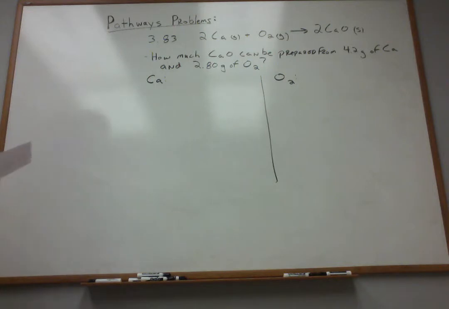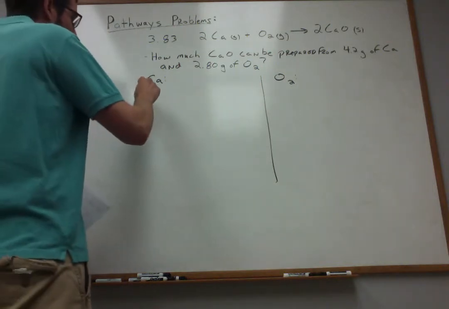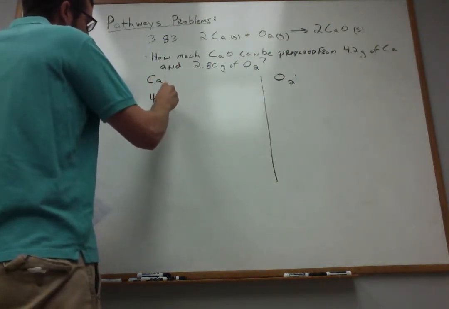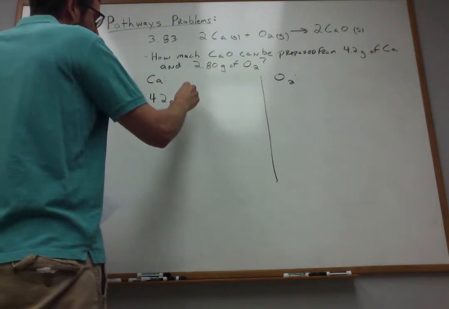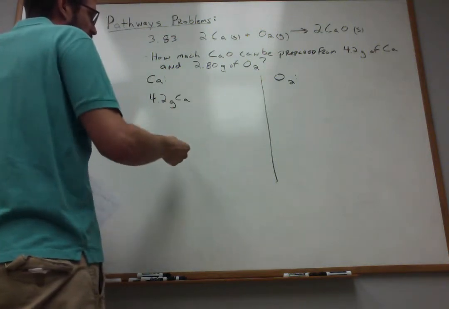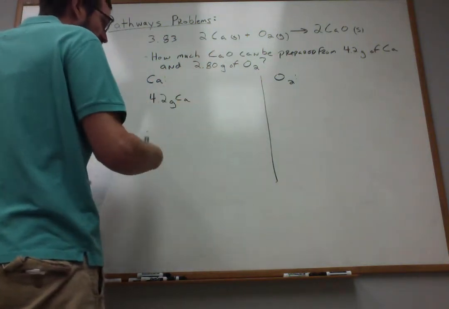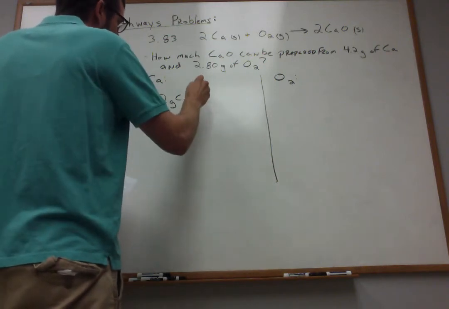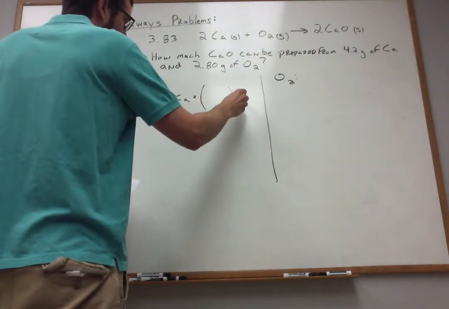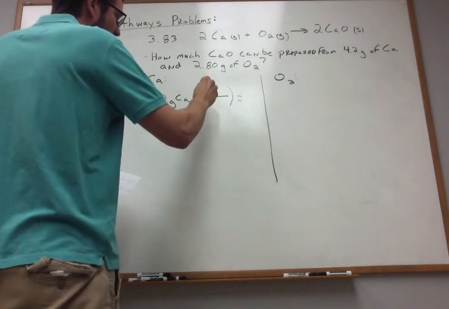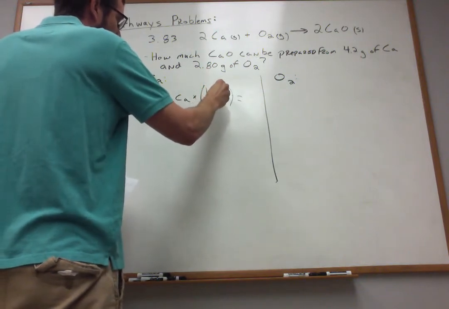Now the first thing that we have to do is convert both of these grams into moles. Of course, grams is not a counting unit. It doesn't tell us how many copies of everything we've got. It just tells us the weight or the mass. But moles is a counting unit, okay? So my first step is to convert everything into moles.